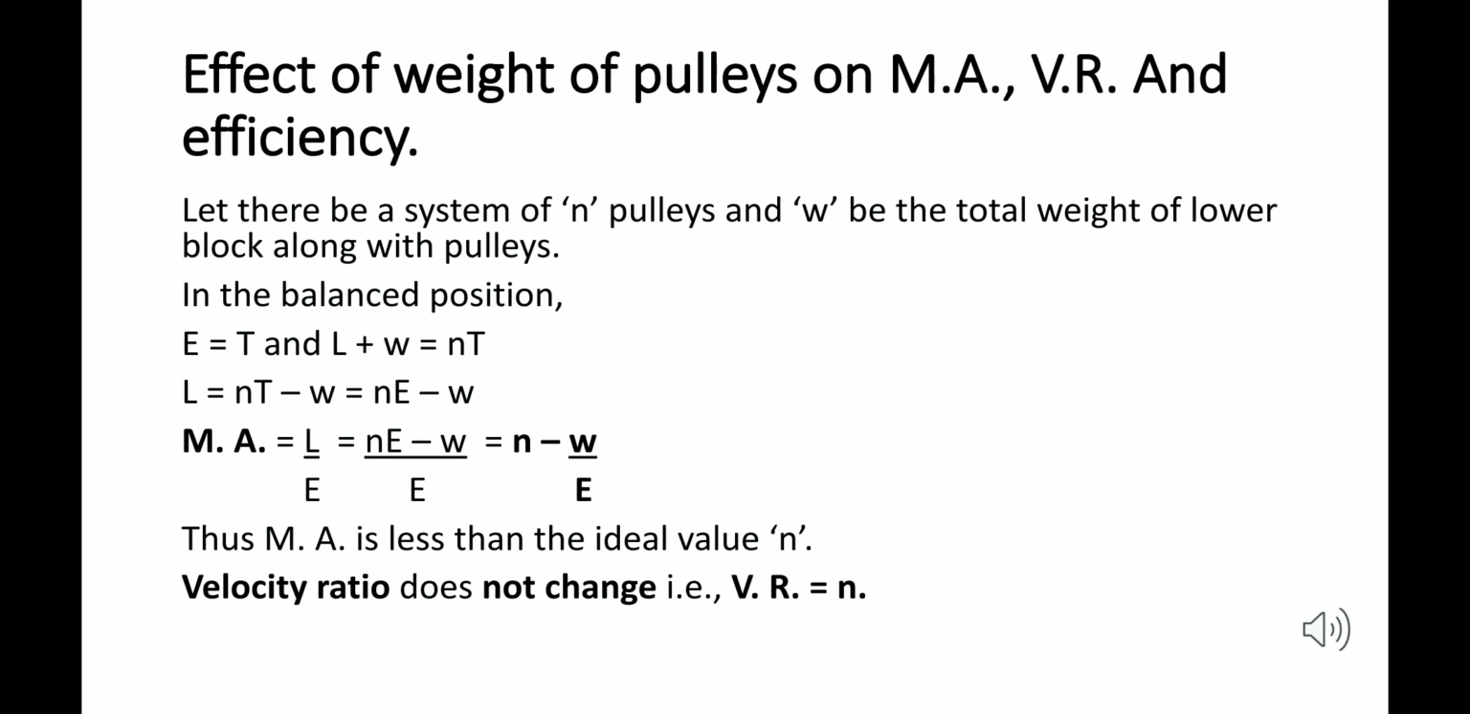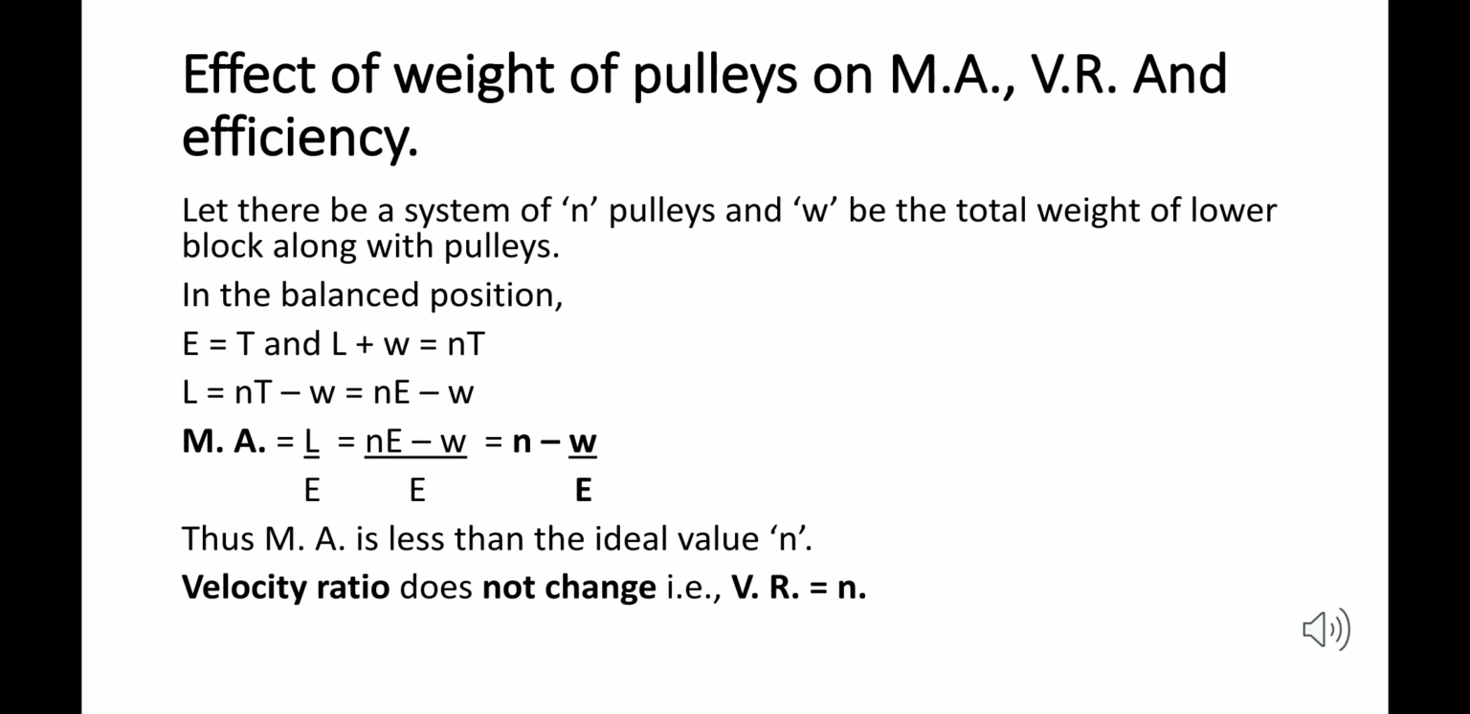Now, let there be a system of n pulleys. Suppose there are n number of pulleys and W is the total weight of the lower block of the pulleys. That means all the pulleys which can move, and their weight. Their weight will obviously act in the load. When you apply effort, you are applying the effort to pull up the movable pulleys also. You have to pull up their weight. So the total load will be the load which is there plus the weight of the pulleys. So we take W as the total weight of the pulleys here.